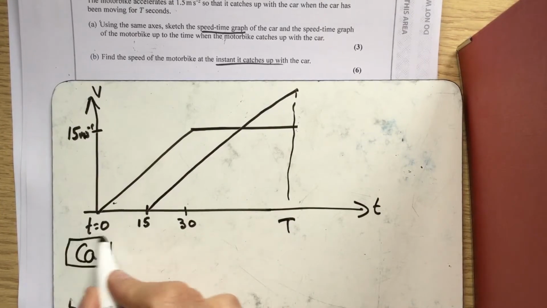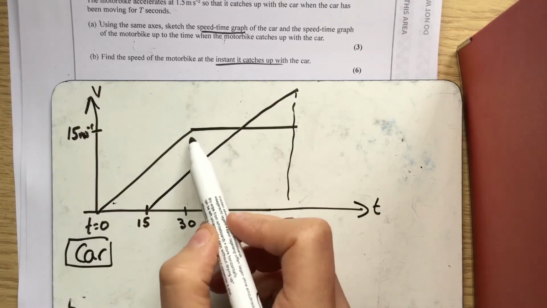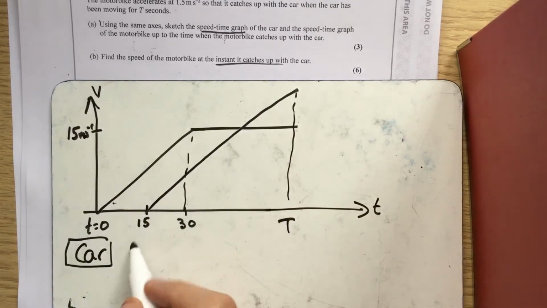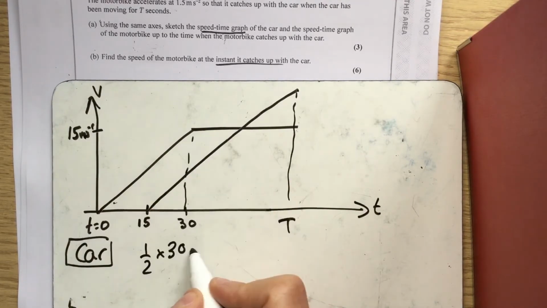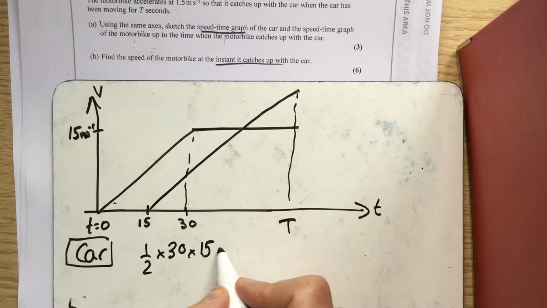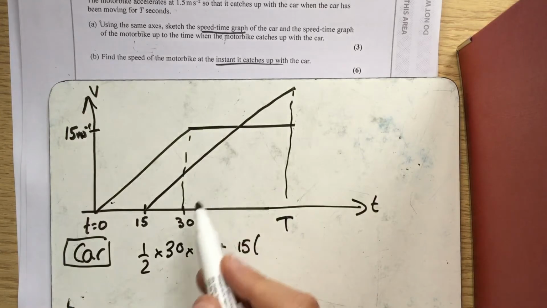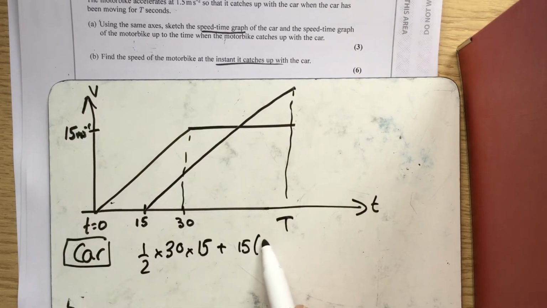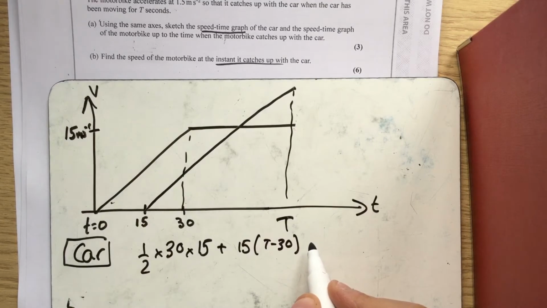Some of you did and got that and did that well. I personally think it's a little bit easier if you just treat it as a triangle plus a rectangle. So my triangle is going to be a half base times height. And then my area here is just going to be 15 times this distance here, which is t minus 30. And essentially that's it. So we can just add those two together.